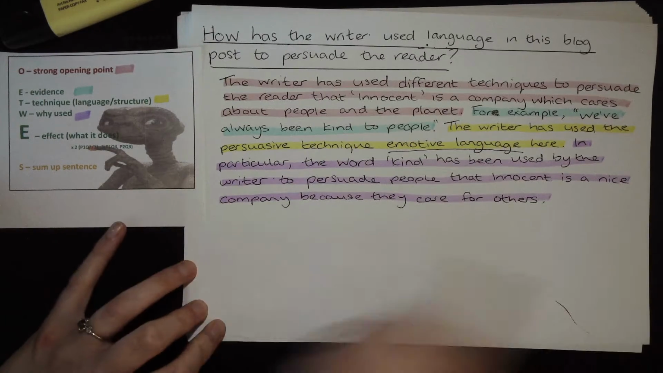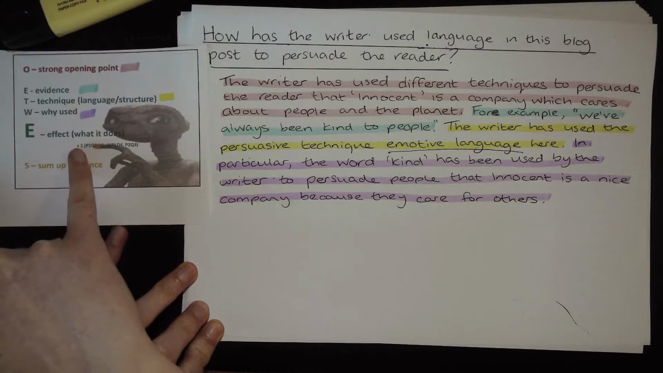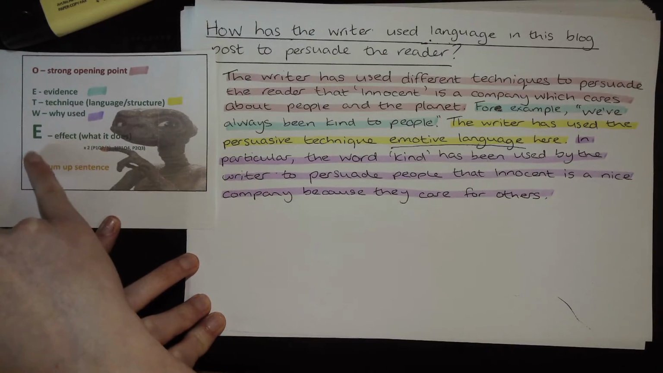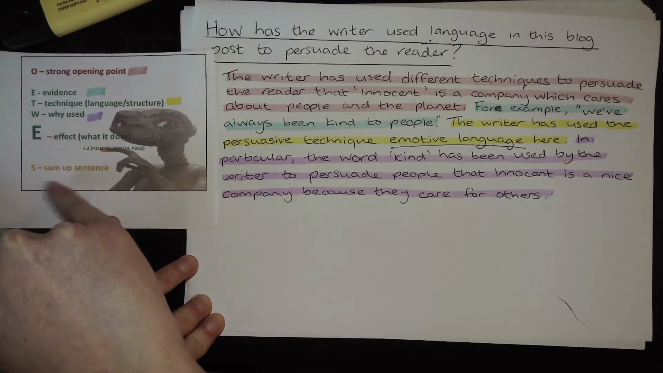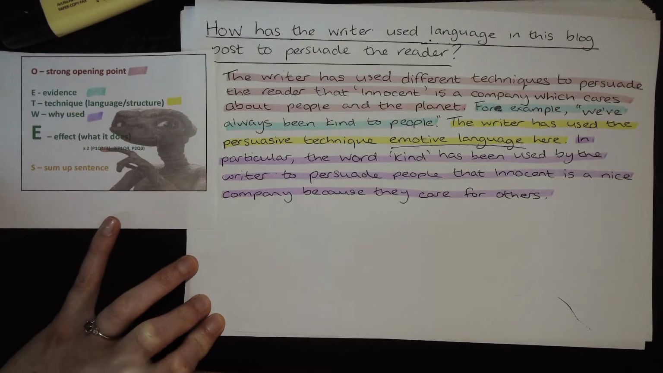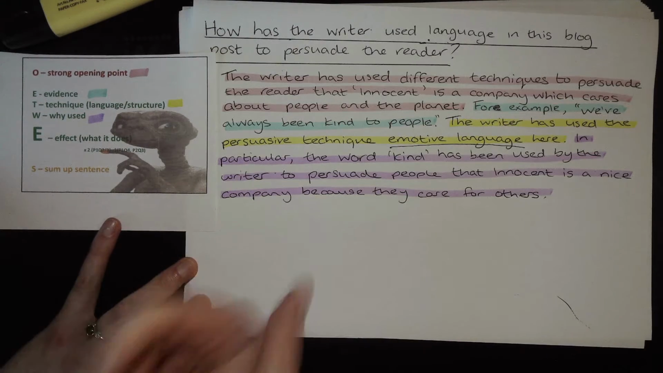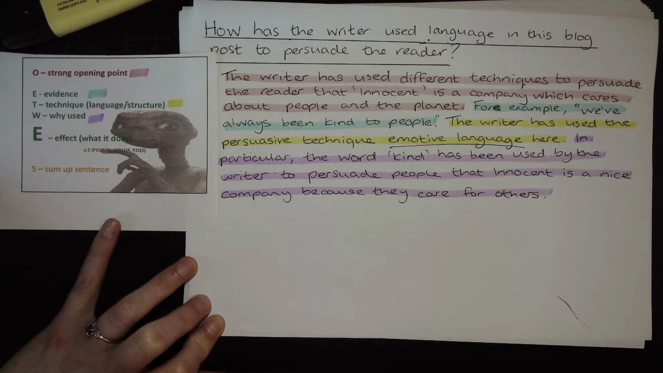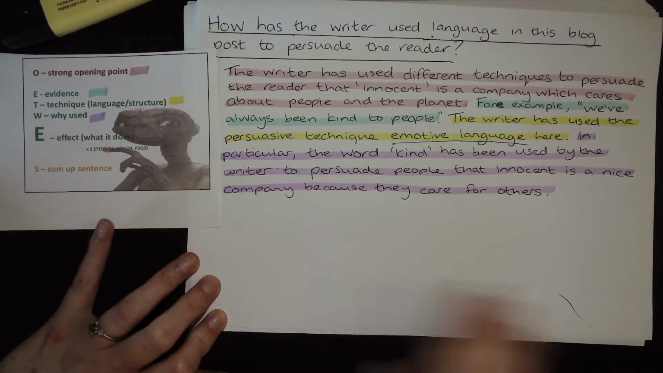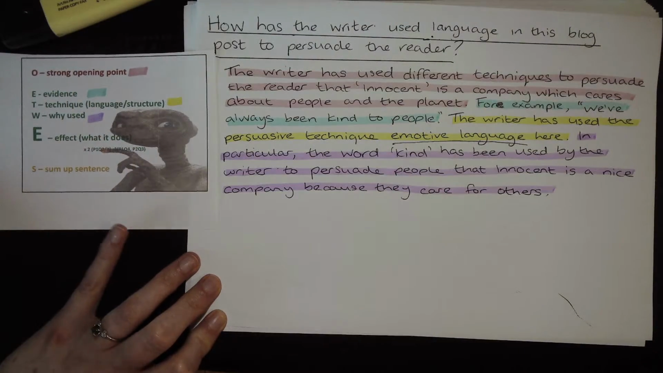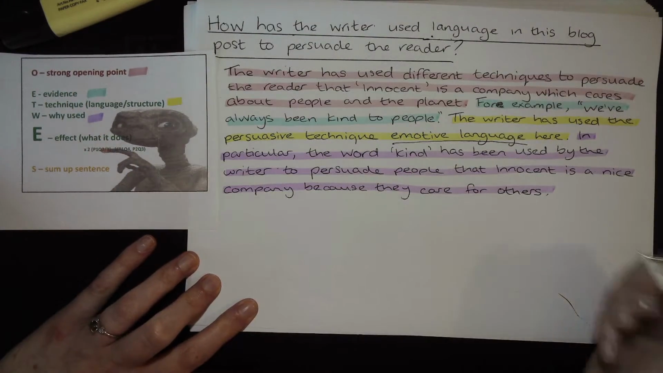Okay, so this paragraph's nearly done. We just need to do one more thing. We need to look at the effect. So what is the effect on the reader? And I always think to myself, okay, so it's either going to make the reader think something or feel something, or it's going to make the reader imagine something. So I can think about using those words if I'm stuck. So what does it make the reader think, feel, or imagine? I'm going to choose feel.